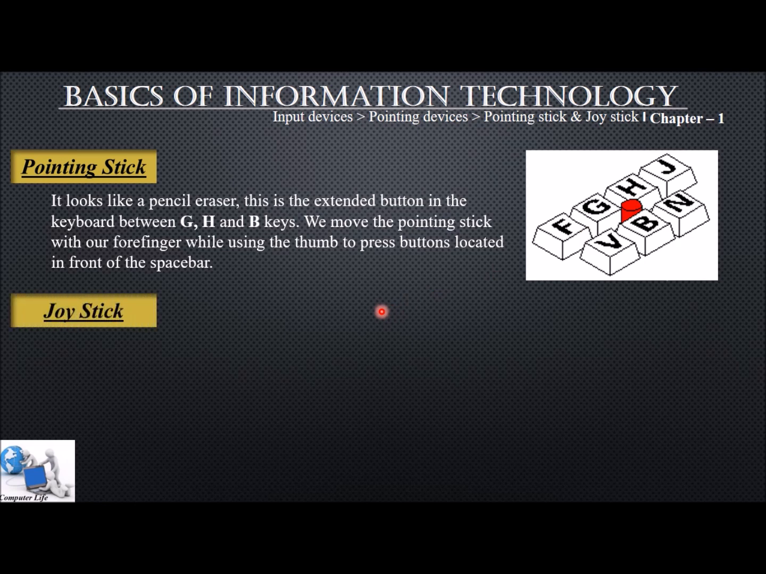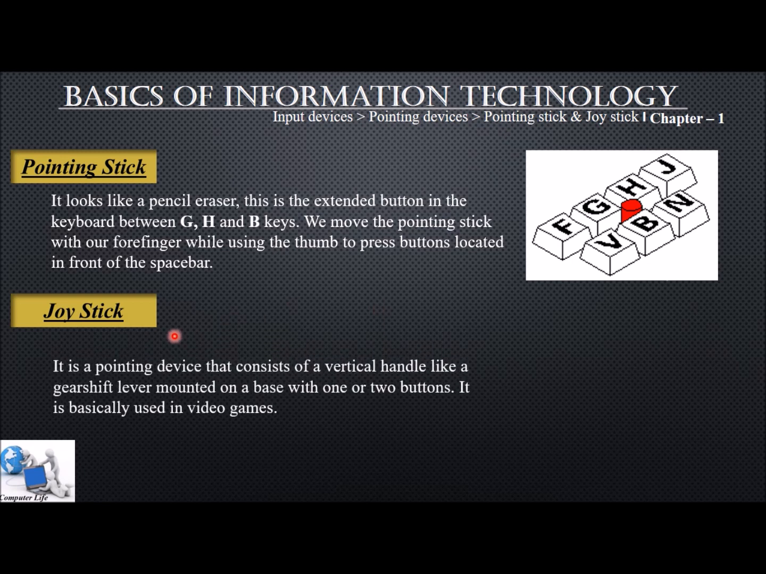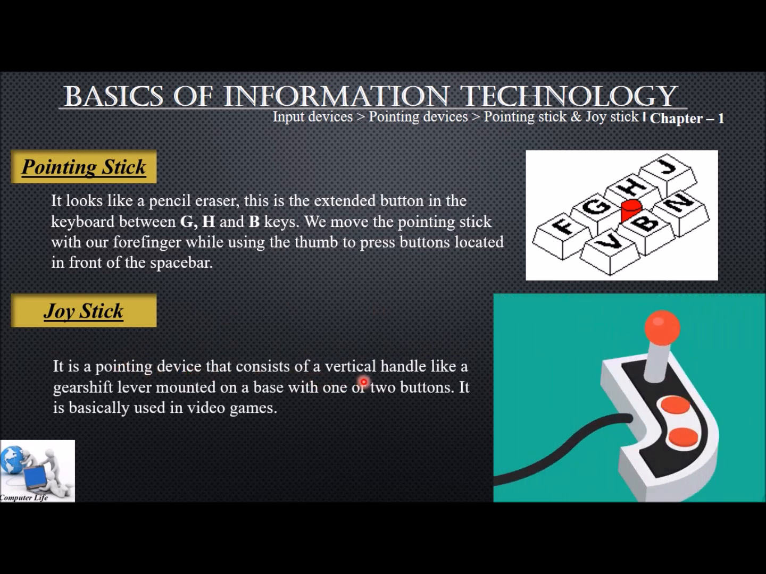The next is the joystick. A joystick is also a pointing device that consists of a vertical handle, like a gear shift lever, mounted on a base with 1 or 2 buttons. It is basically used in video games. So through the joystick, we can control the characters of the game on the screen easily.